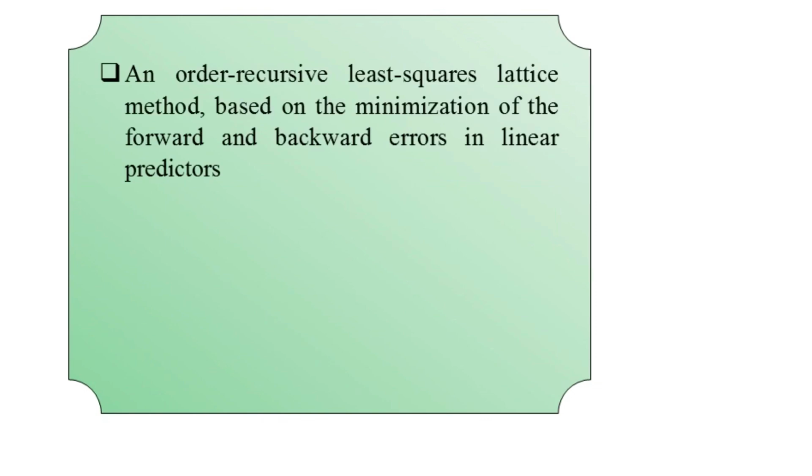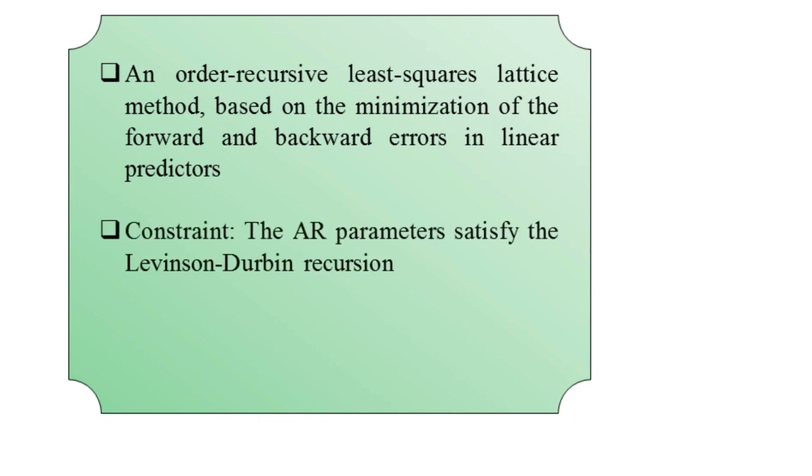And this can be viewed as one of the order recursive least square lattice methods, that is basically based on the foundation of minimizing the forward and backward errors in the linear predictors here. Along with this basis, it has a constraint that the AR parameters satisfy the Levinson-Durbin recursion algorithm here. So with this consideration, we move on to start understanding the Burg method for the AR model parameters under the title least square method and linear prediction here.